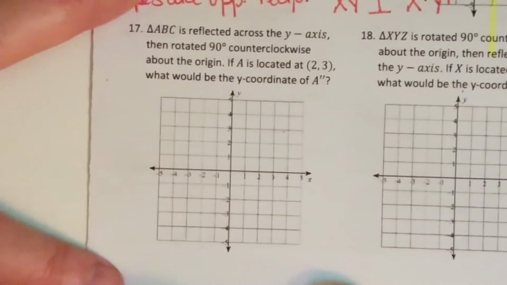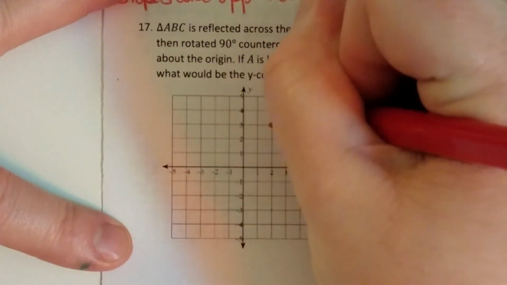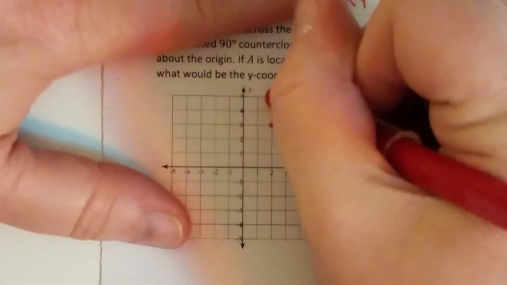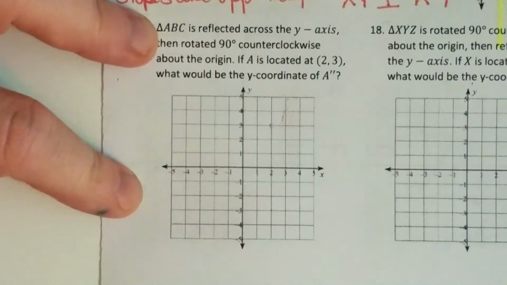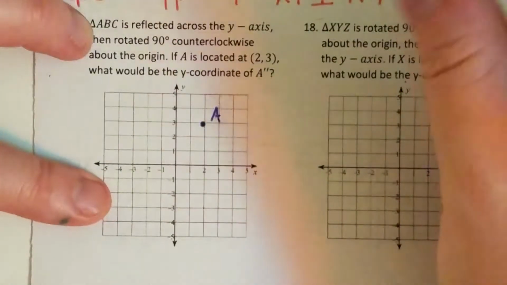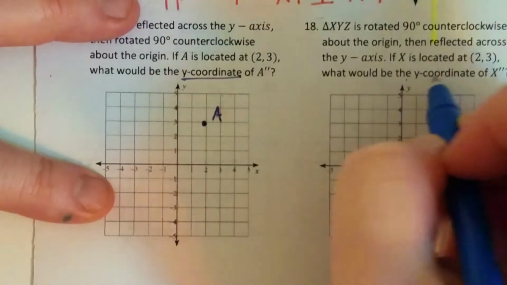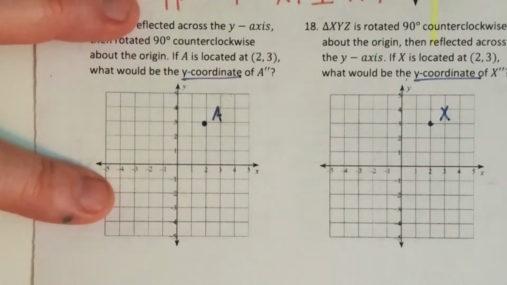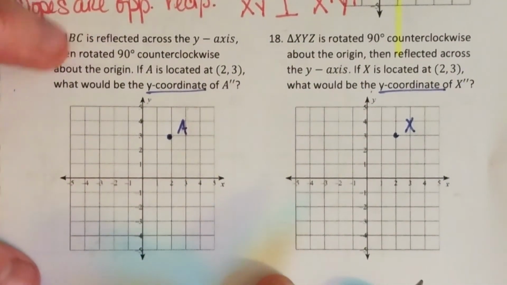All right, so let's start with number 17 here. So I'm going to plot A, and I'm going to use a different color there so it stands out. Let's go to Baru. We got A and X, and they want me to tell them the y coordinate only of A prime and X prime as they have listed here. All right, so what do we got to do?